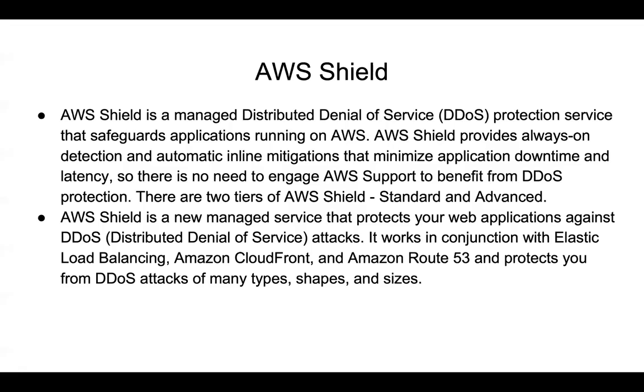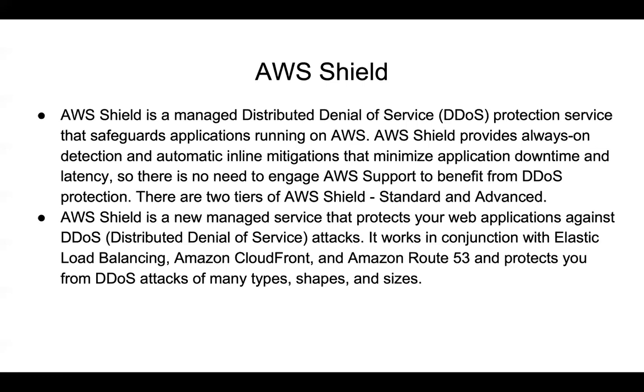So AWS Shield is a managed distributed denial of service protection service that safeguards applications running on AWS. By default, if you start using Route 53 or CloudFront or API Gateway, or even let's say S3, these are some of the services where you could possibly have a distributed denial of service attack. So if you're using Route 53 and CloudFront, by default Shield Standard comes into play, and any new AWS account that you create comes automatically configured with Shield Standard.